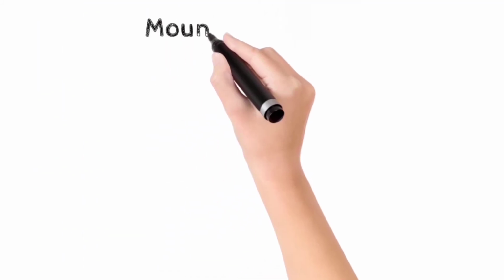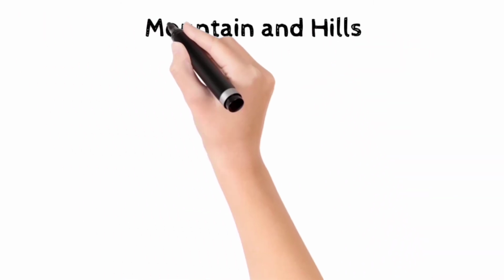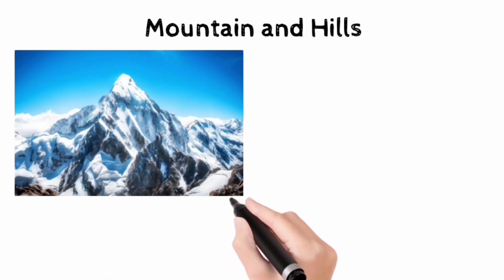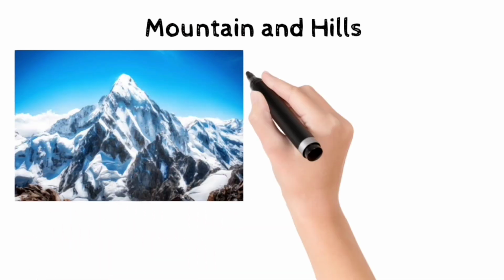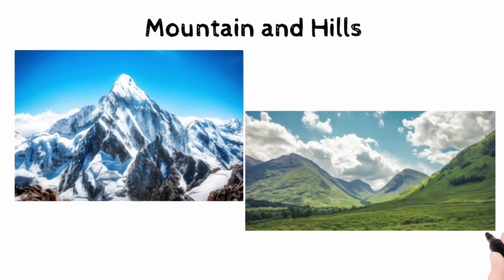Now let's see mountains and hills. As per the US Geological Survey, there is no official difference between hills and mountains. Both have an obvious summit, which is the highest point, but in case of slope, hills are less steep than mountains and easier to climb.